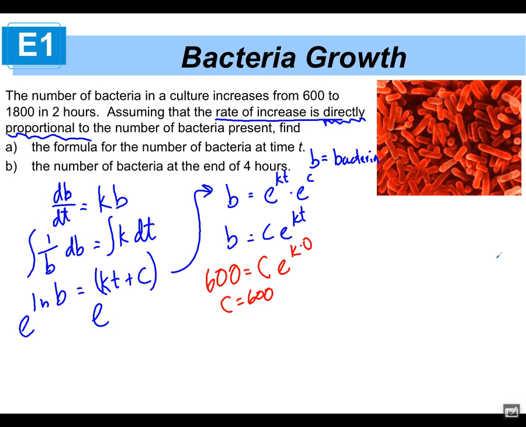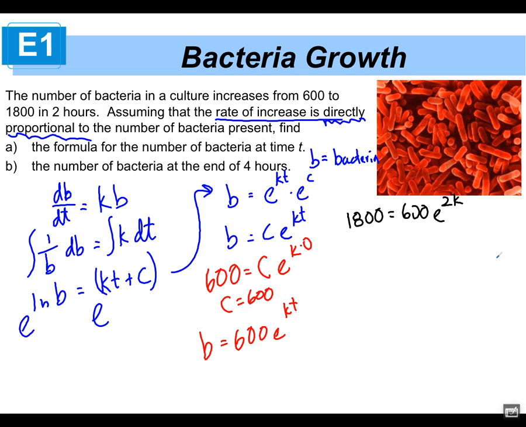Okay, that gets us to the next step. Now we know B is equal to 600 times e to the kt, and now I've got to find k. If I do my math correctly, k should be a positive value because it's a growth. How do I find k? What else do I know from the problem? It's proportional. After 2 hours, it gets to 1800. Good. After 2 hours, my bacteria is 1800. I still started with 600.